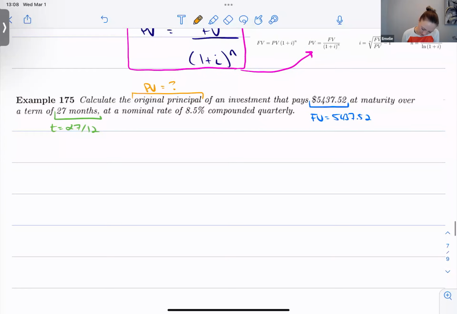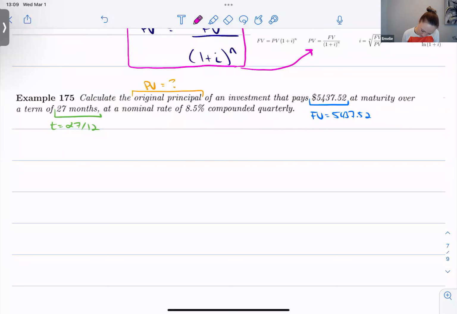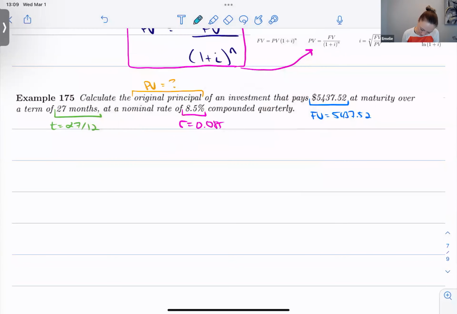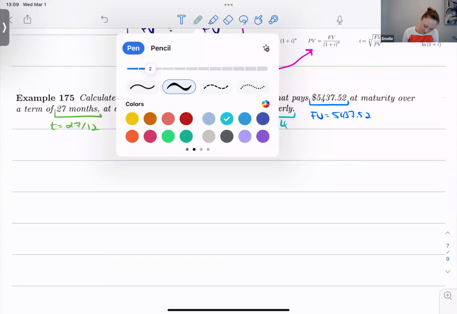Okay. And at a nominal rate of 8.5%, so R, oops, I already used orange. What haven't I used? Pink. The rate is 0.085. And then new color. Compounded quarterly means that the frequency is 4. Okay. So let's draw out the timeline. Look at what's going on here.